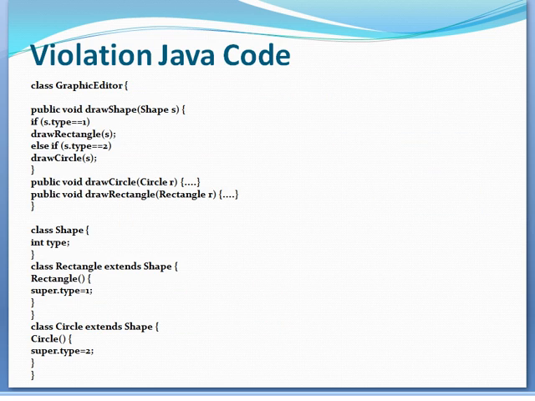This is the Java code for the previous violation UML diagram. This is the class graphical editor and the class shape. The classes rectangle and circle extend from shape. The class shape includes the attribute type, and the class editor includes a function. You can use the attribute type to help draw each shape.